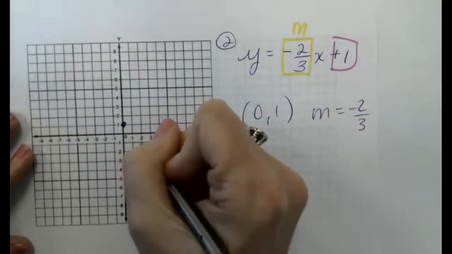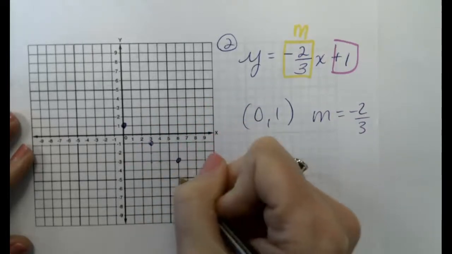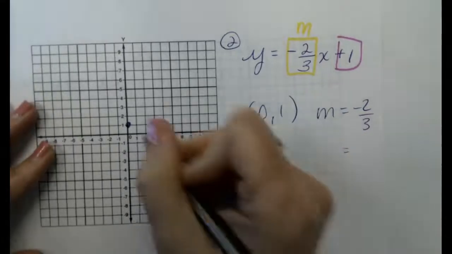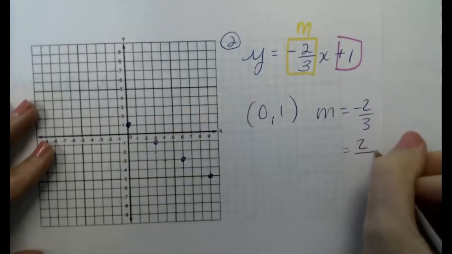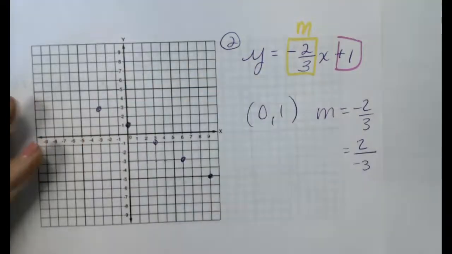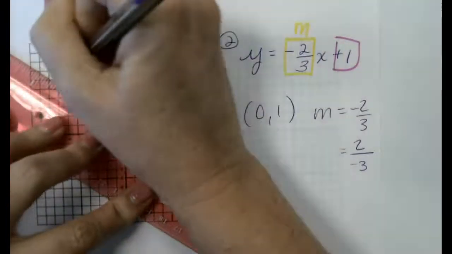Down 2, forward 3. Down 2, forward 3. Think about it. If we can go down 2, forward 3, we can also go up 2, back 3, up 2, back 3, still be on the same line. So there's your line for number 2.